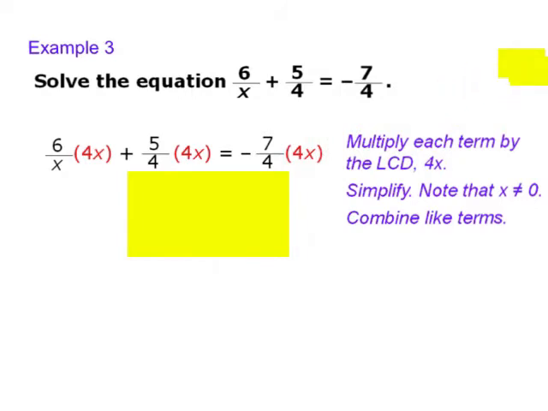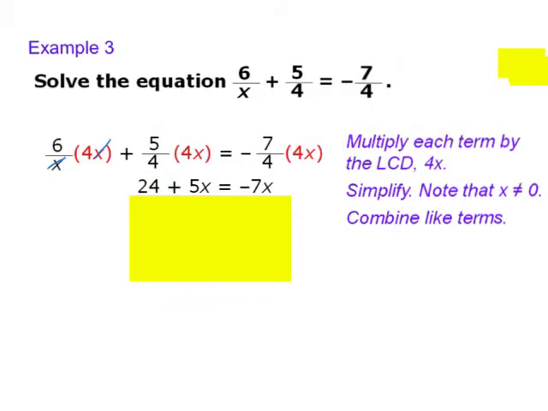Now, look to see if things divide out. In this first situation, what divides out here? Well, I see an x down here. Is there an x up here? You betcha there is. So this divides out with this, leaving me with a 24 in that spot.